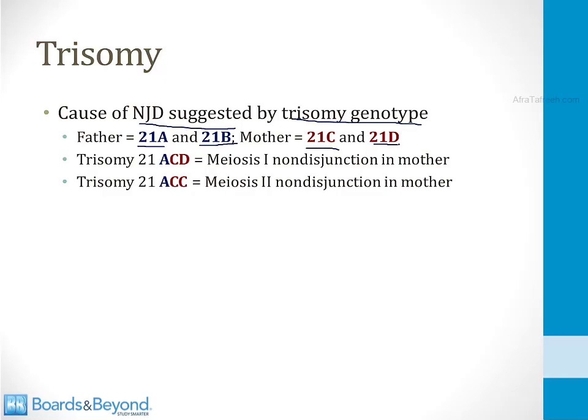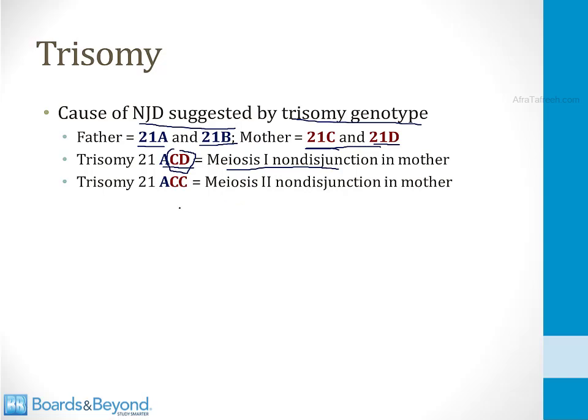Now if we look at the baby with trisomy, let's suppose the baby has trisomy 21 and has copies of chromosome 21 that are A, C, and D. Well, we know this must have been an error in the mother because there are two copies of chromosome 21 that came from the mother. In addition, we know it must be a meiosis 1 non-disjunction event because the homologous chromosomes in the mother, C and D, failed to separate, and that's what happens when there's a meiosis 1 non-disjunction, as we discussed earlier.